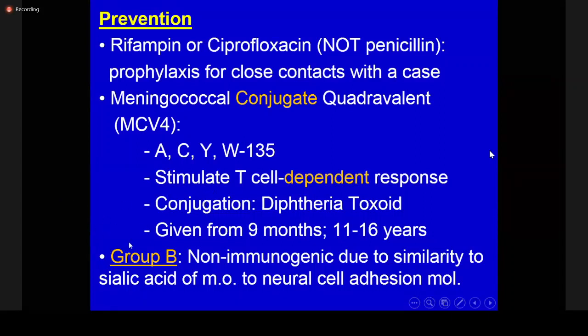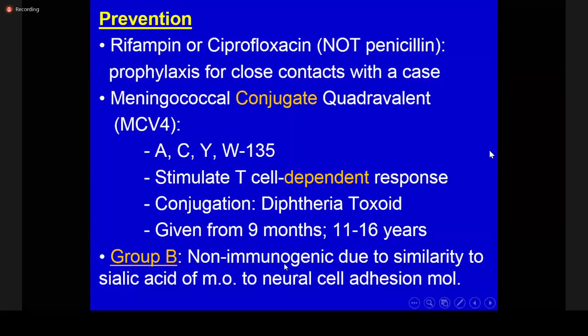This vaccine can be given from 9 months and can be given again as a booster dose at the age of 11 to 16 years. And we said this vaccine is very useful, can be given quite early, from 9 months of age. And we said the peak of the incidence is up to 2 years.